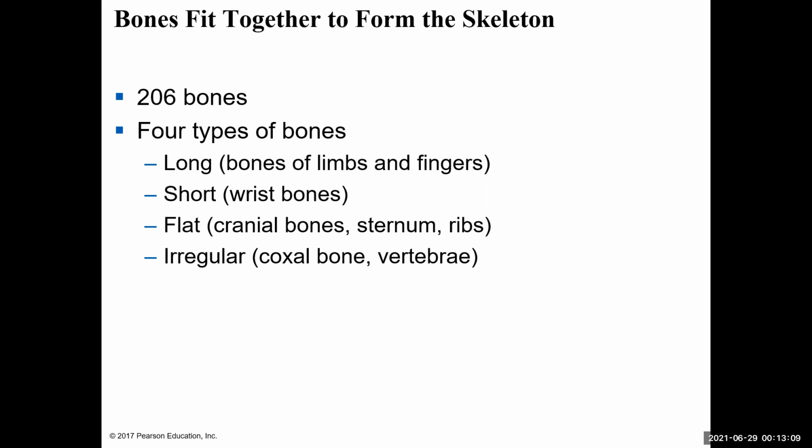Short bones could be your wrist bones, so like your metatarsals. Flat bones are bones like your cranial bones, so the bones in your skull, your sternum, or your ribs. And then the irregular bones are just weirdly shaped bones, for example, like your coxal bone or your vertebra. Okay, and we'll look at all of these individually as we finish up this chapter.